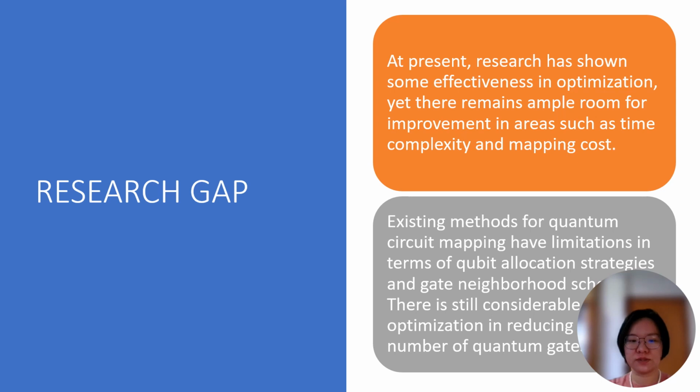So here is the research gap. At present, research has shown some effectiveness in optimization, yet there remains ample room for improvements in areas such as time complexity and mapping cost. And the existing methods for quantum circuit mapping have limitations in terms of qubit allocation strategy and gate neighborhood scheduling. There is still considerable room for optimization in reducing the number of quantum gates.